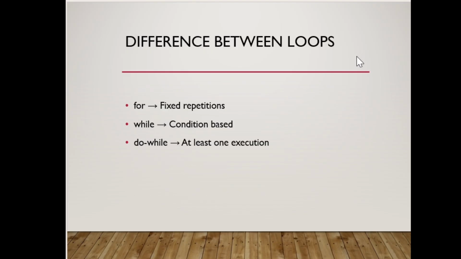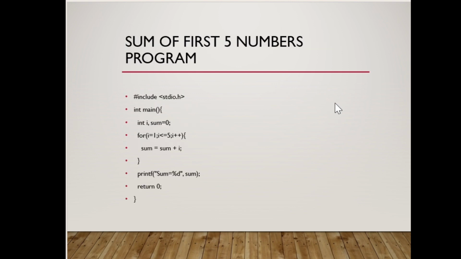Difference between loops. Let's quickly compare the three loops. The for loop is used when the number of repetitions is fixed. The while loop is used when execution depends on a condition. The do-while loop ensures the code runs at least once. Understanding the difference helps programmers choose the right loop for the right situation. Let's see a small program example. Here we calculate the sum of the first 5 natural numbers.